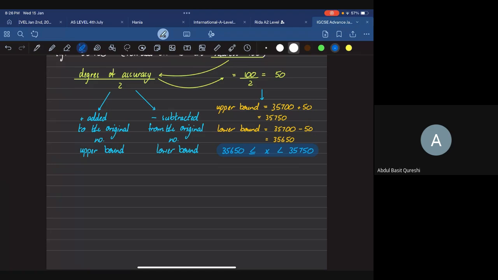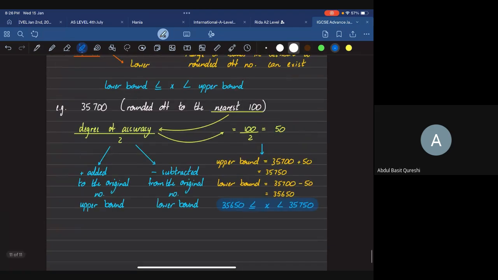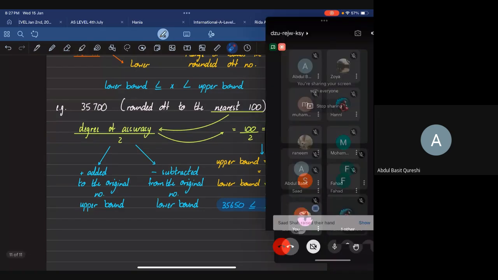That's simply you're going to divide your degree of accuracy, which was given to you over here, nearest 100, nearest 1000, whatever it is, by 2. And if you're adding that number to the original number, it's upper bound. If you're subtracting that from the original number, it's lower bound. Is this clear? Anyone who does not get this, let me know right now. Hopefully this is clear. Yeah, someone's got their hand up.